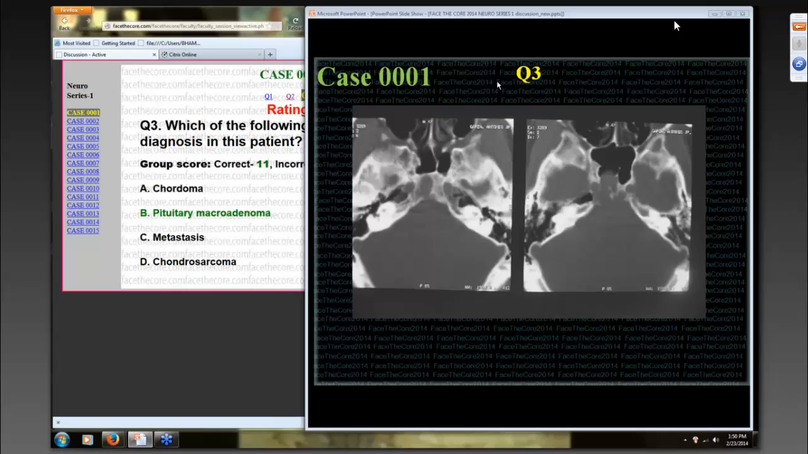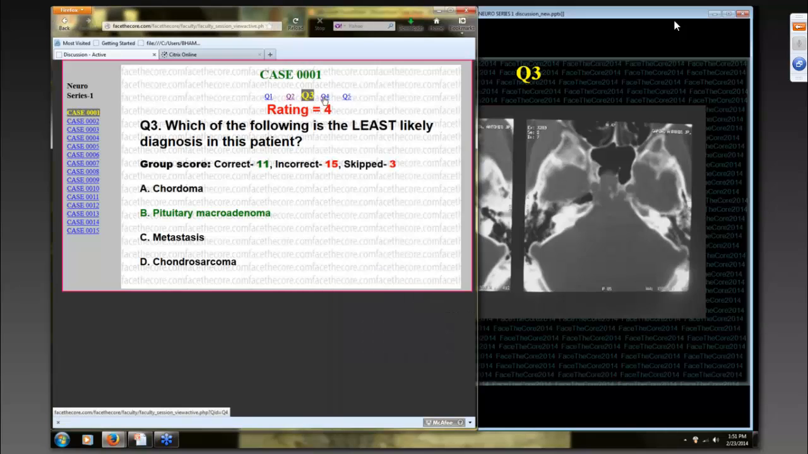In fact, other than these, the secondary involvement of the clivus is even more commonly seen in a nasopharyngeal carcinoma or a sphenoid sinus carcinoma rather than in cases of pituitary macroadenoma.